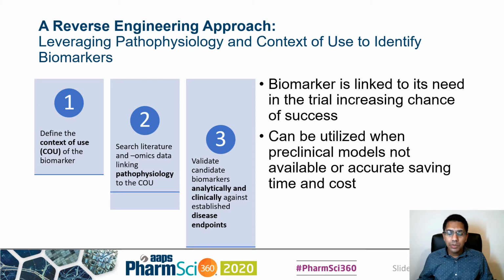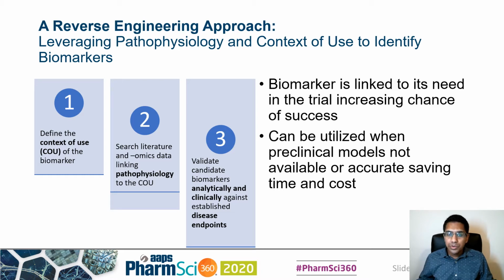In this approach, biomarker discovery starts by defining the context of use. We want the biomarker to be used in the clinical trial. Next, we search literature and omics databases to find biological pathways and pathophysiology that link a biomarker to that desired context of use. Finally, we validate the biomarker assay and validate the biomarker clinically against established endpoints. This makes the biomarker ready for a clinical trial and FDA submission.